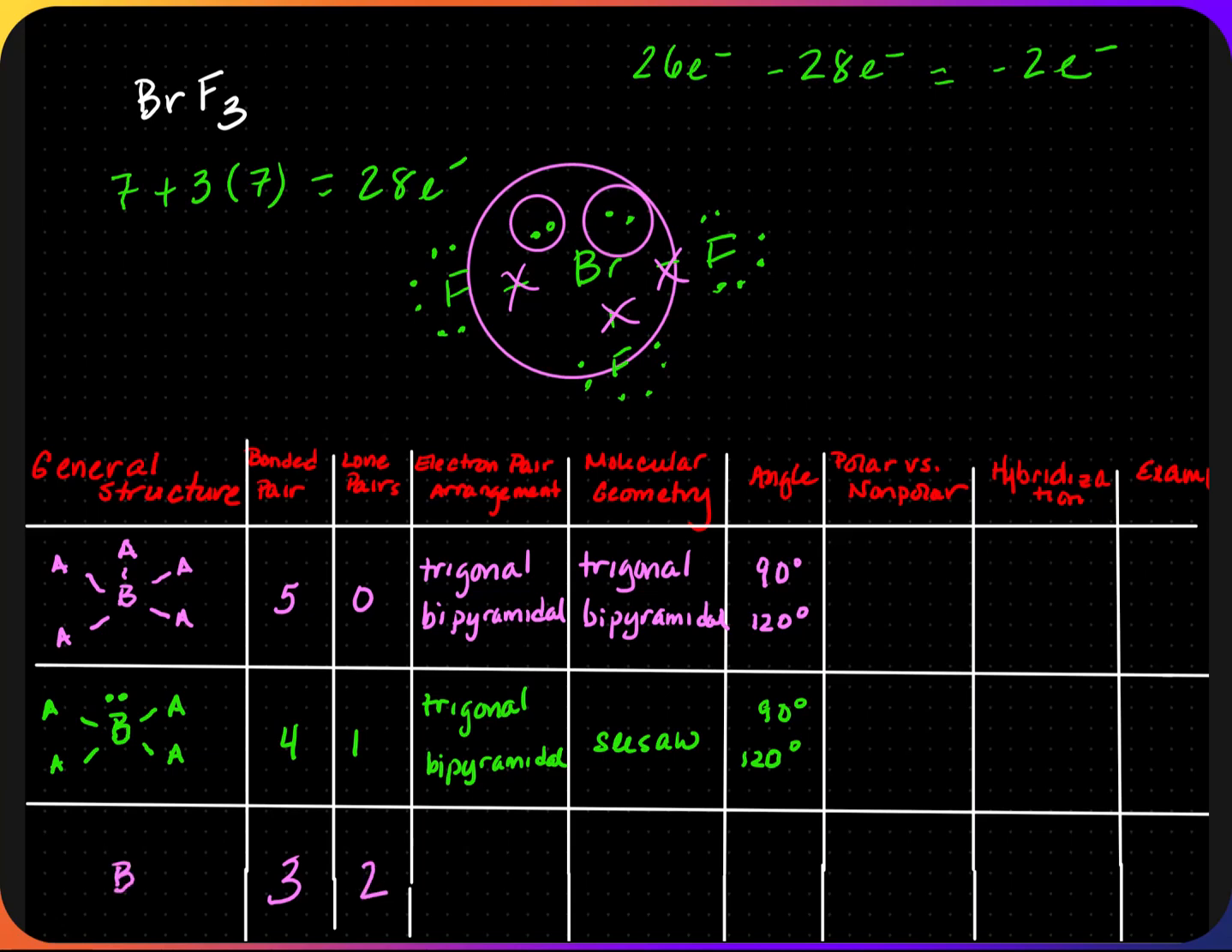General structure with the central atom B will have 2 lone pairs, and then will have 3 elements on the outside. Since the bonded and lone pairs add up to 5, the electron pair arrangement is also trigonal bipyramidal. However, the molecular geometry will not be trigonal bipyramidal because we have to account for lone pairs. So if I look at the bonded pairs, it makes a T shape. Geometry is T-shaped. And since it has two lone pairs, my angle is going to be less than 90 and 120.